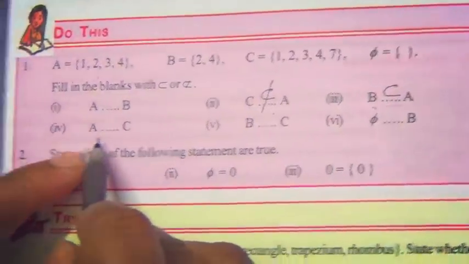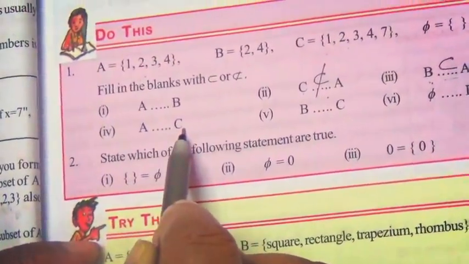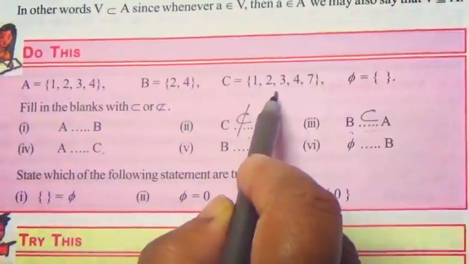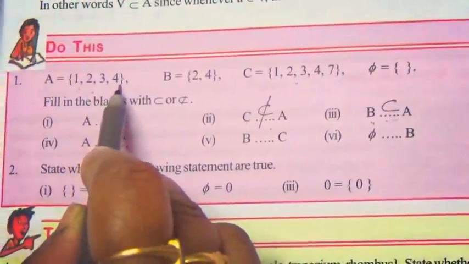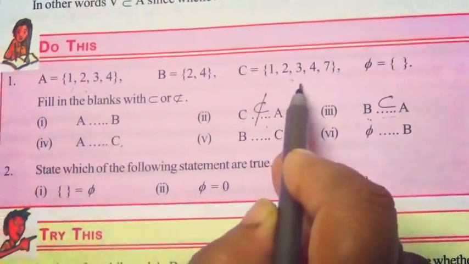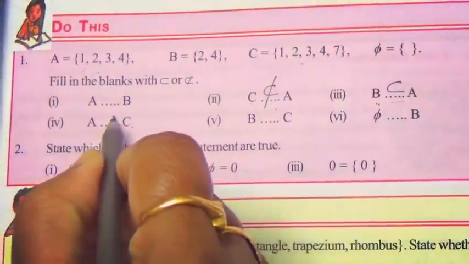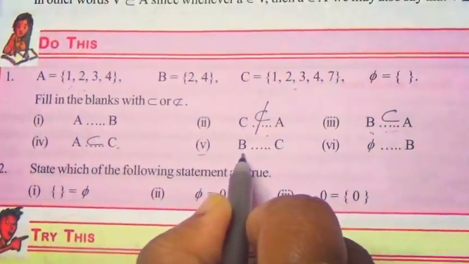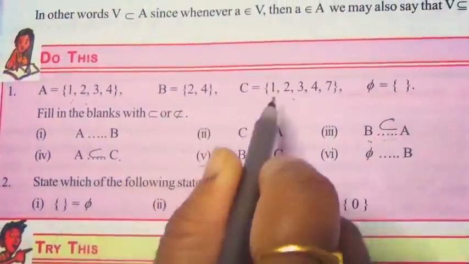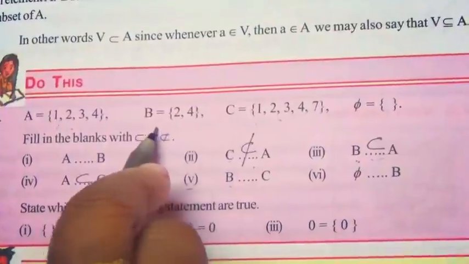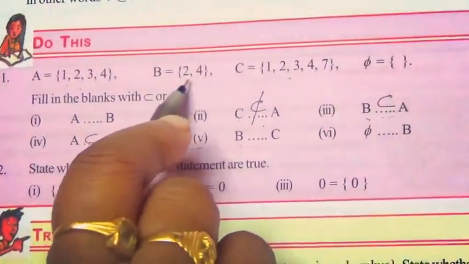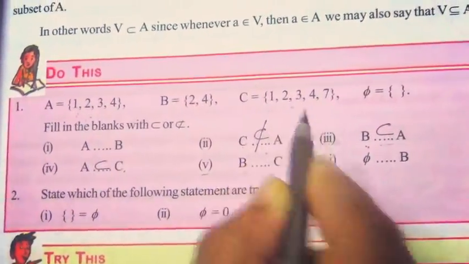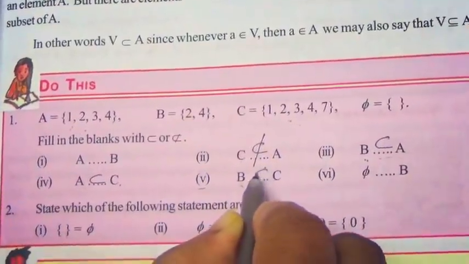Right? A is a subset of C or not a subset of C. All the elements of A belong to C. Look here, 1, 2, 3, 4. These 4 elements belong to C. Hence A is a subset of C. Look at the fifth one, B. Is B the subset of C? Yes. Why? Because in B we have 2 elements, that is 2 and 4. These 2 elements belong to C also. Hence B is a subset of C.